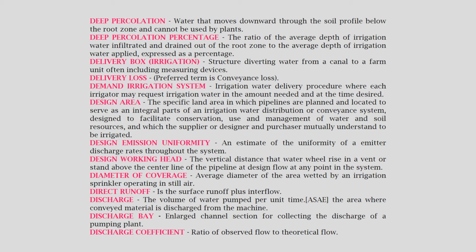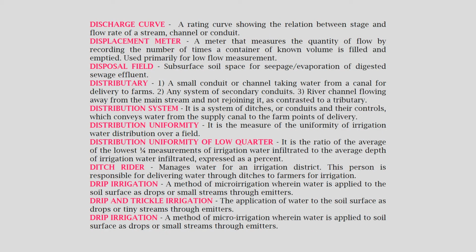Direct runoff. Is the surface runoff plus interflow. Discharge. The volume of water pumped per unit time. The area where conveyed material is discharged from the machine. Discharge bay. Enlarged channel section for collecting the discharge of a pumping plant. Discharge coefficient. Ratio of observed flow to theoretical flow. Discharge curve. A rating curve showing the relation between stage and flow rate of a stream, channel or conduit.